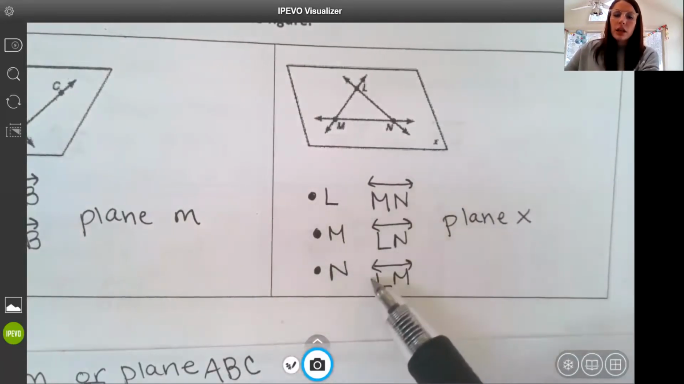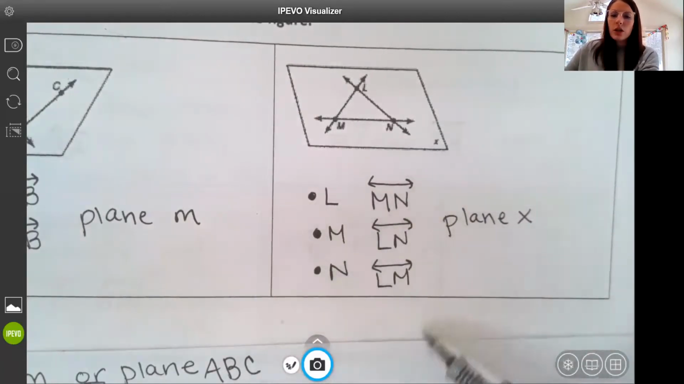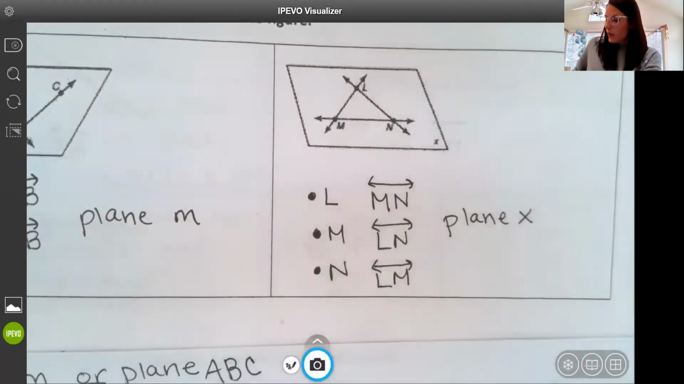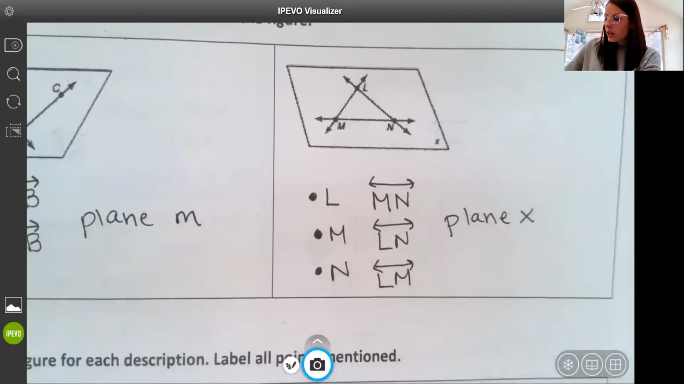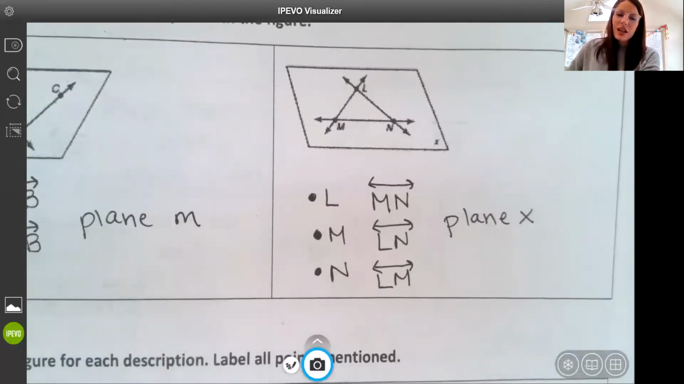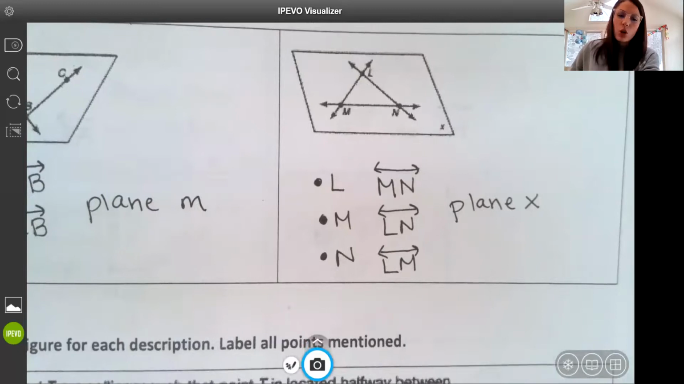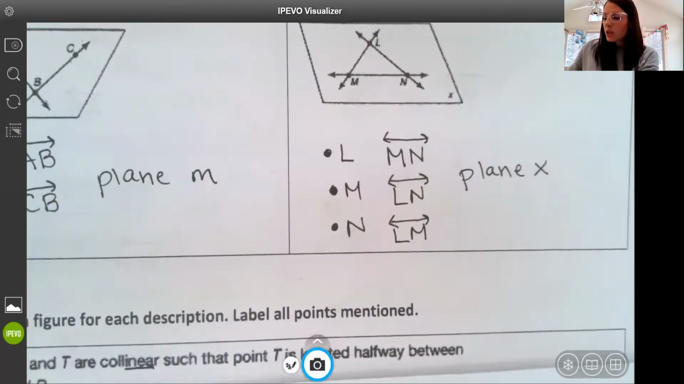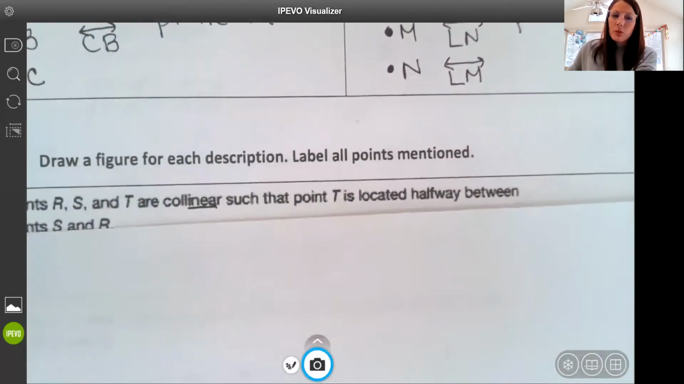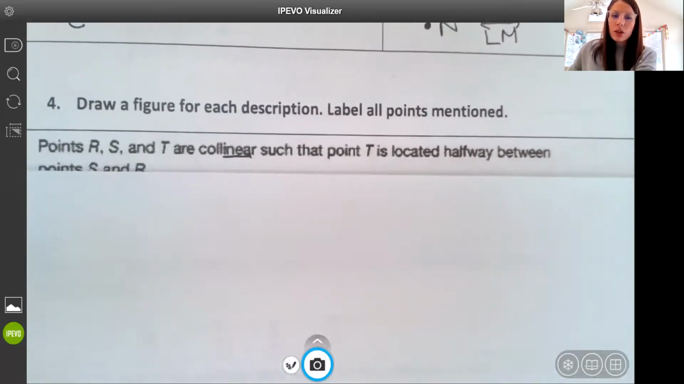And these could be, like I said, the letters could be reversed here. That same idea. Okay. And then it just goes on asking us to create a certain diagram. So it uses words like collinear. Collinear meaning that they're on the same line. So it says draw a figure for each description.